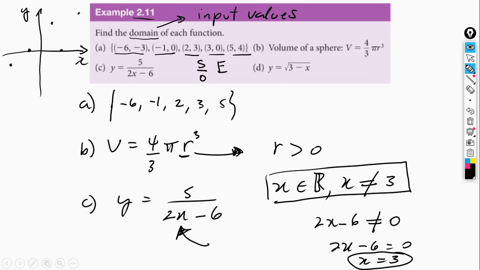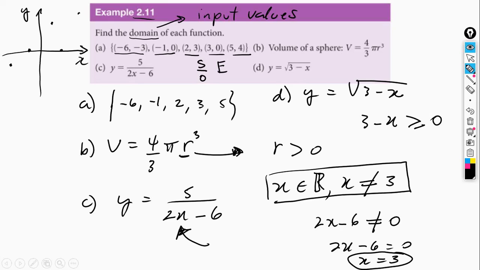D. So in D, we have another function that says y is equal to the square root of 3 minus x. So again, is there any limitation with square roots? Well, yes, there is. You cannot have a square root of a negative number. It has no real solution. So what that means is that 3 minus x must be greater than or equal to 0, right? That's what that means. 3 minus x must be 0 or more.